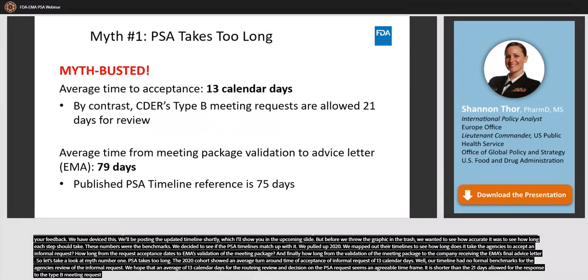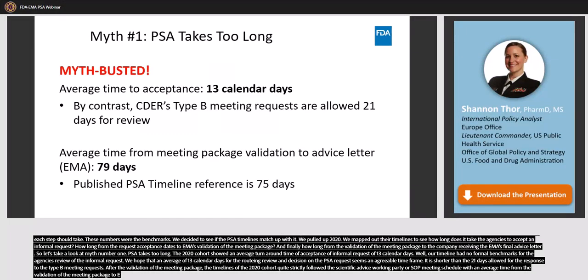After the validation of the meeting package, the timelines of the 2020 cohort quite strictly followed the Scientific Advice Working Party, or SAWP, meeting schedule, with an average time from the validation of the meeting package to EMA's final advice letter of 79 days. Now, I will flag that there is a known outlier for the SAWP schedule, and that is the August holiday. So if you're considering a procedure start in the summer months, the timeline will extend an extra 30 days.